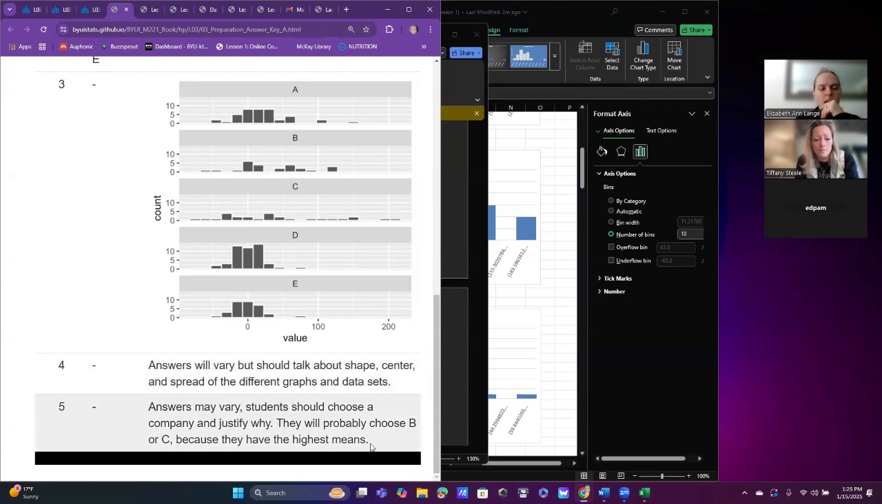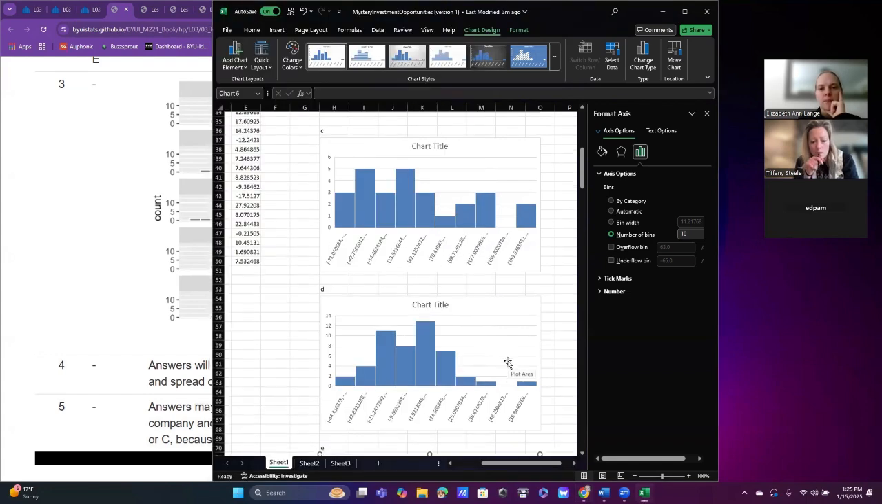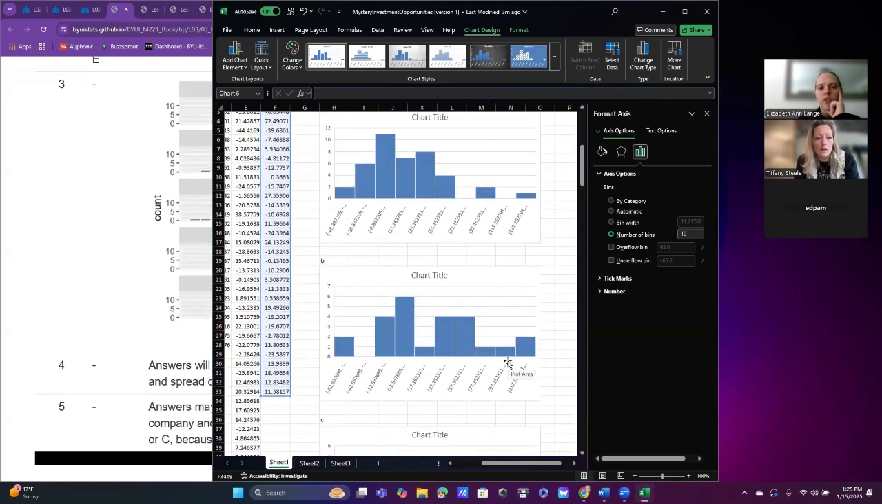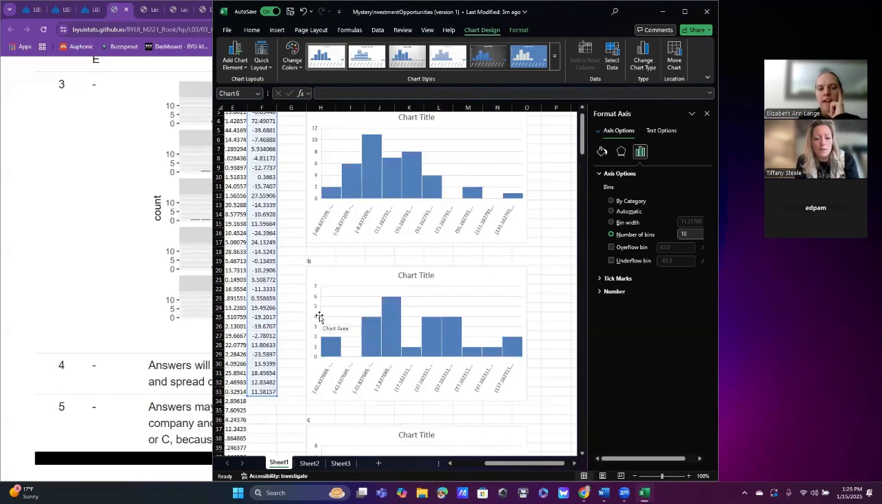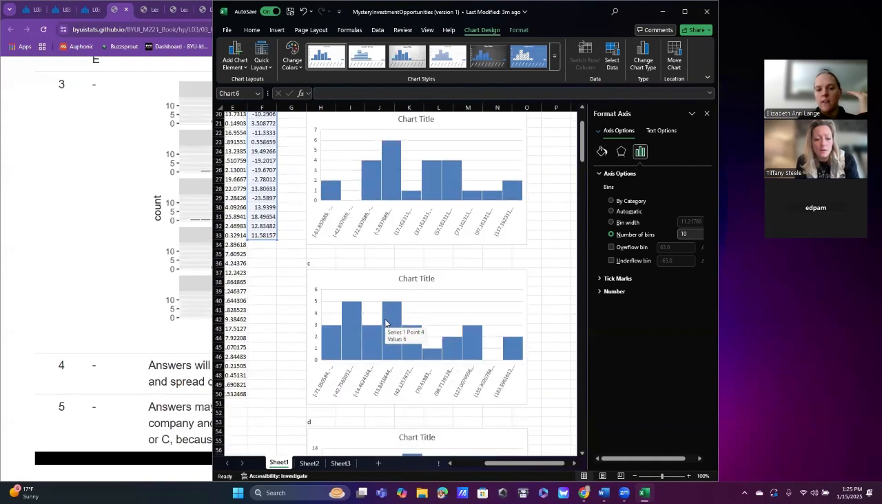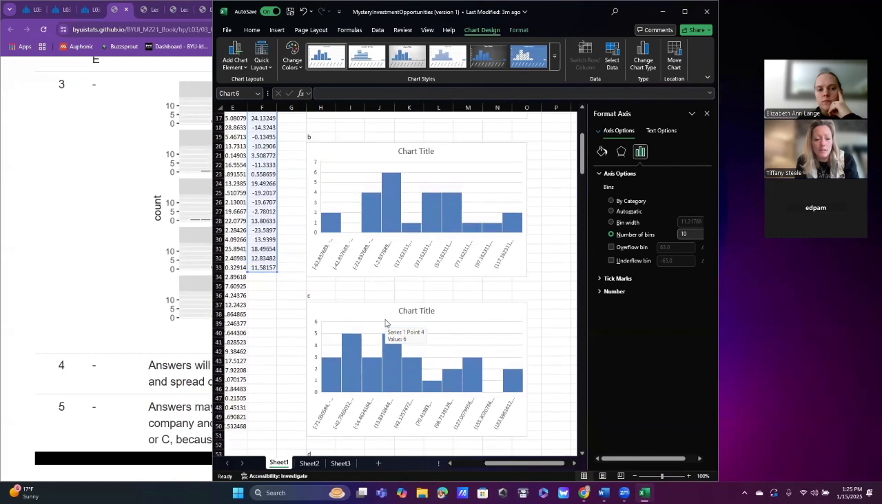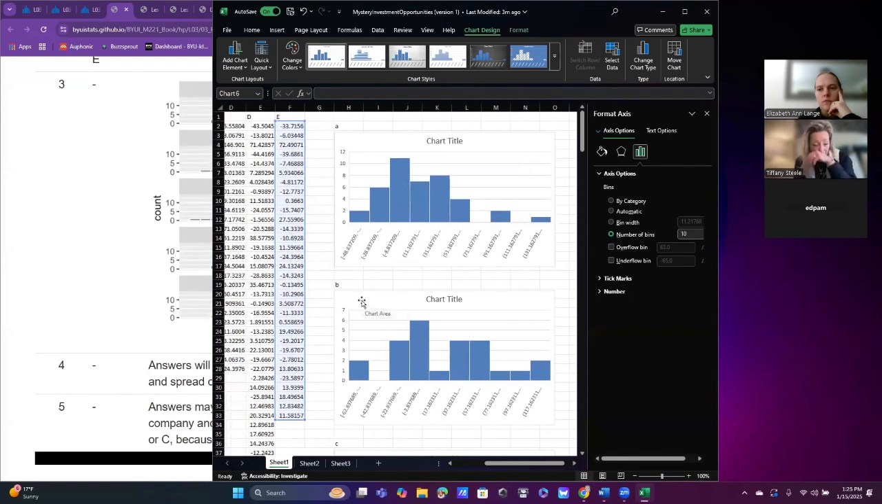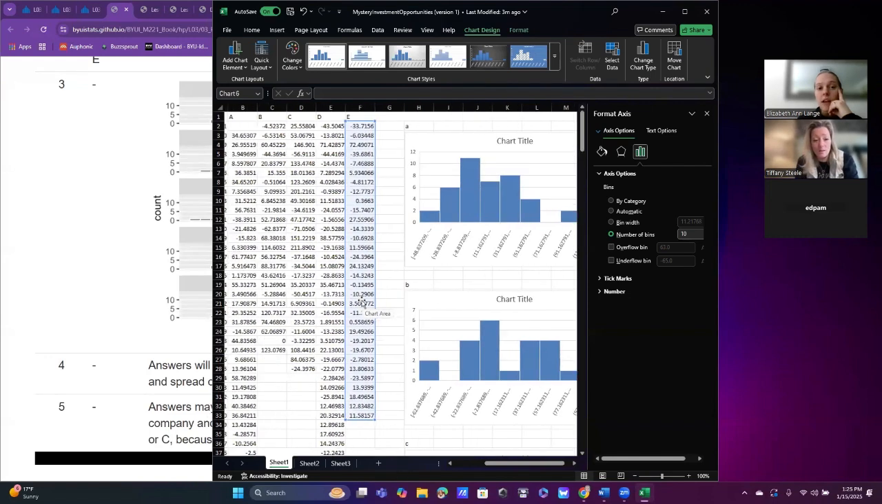Oh, they have the highest. Okay, so it will probably be B or C because they have the highest means. Mean is the average. So we're looking for the company that has the highest overall average. Then we would go up to number two and look at the mean numbers, not so much off the chart.